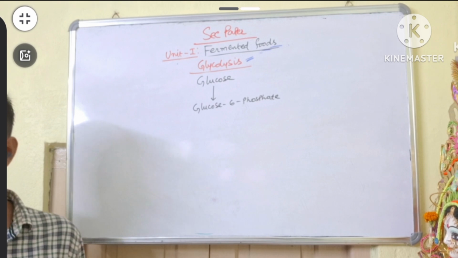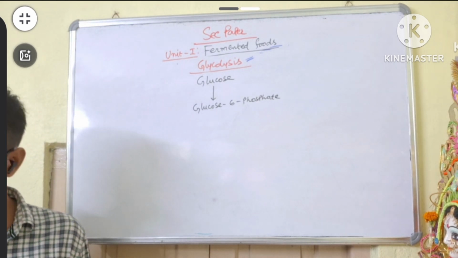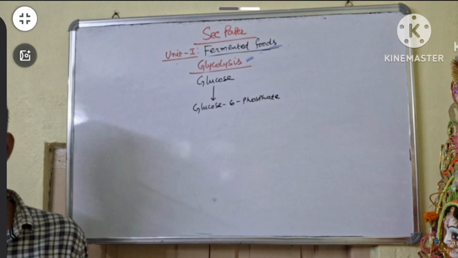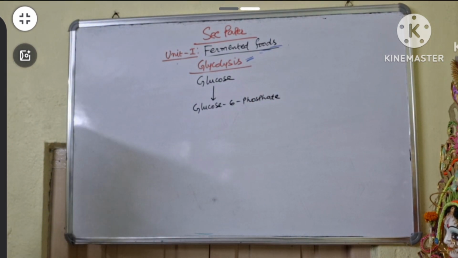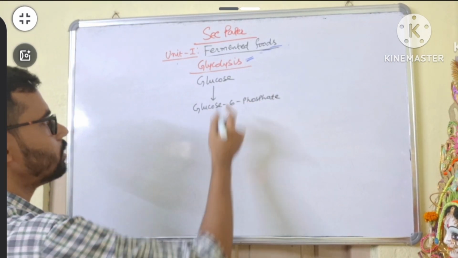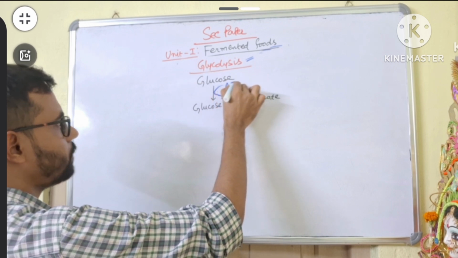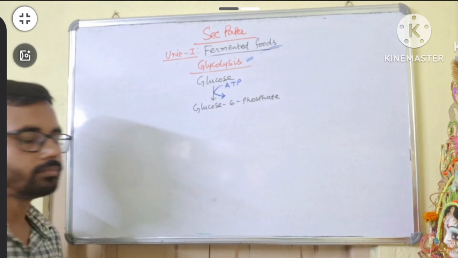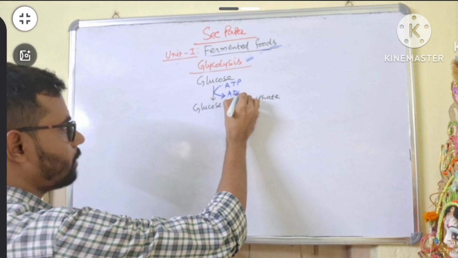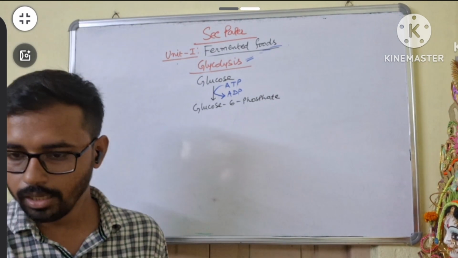If you look at the chemical structure of glucose, it has 6 carbons, and at carbon number 6 the addition of phosphate is done. That's why it's called 6-phosphate. Carbon number 6 now contains a single phosphate group. And this reaction step needs an ATP molecule, because ATP contains 3 phosphates, adenosine triphosphate, tri means 3.